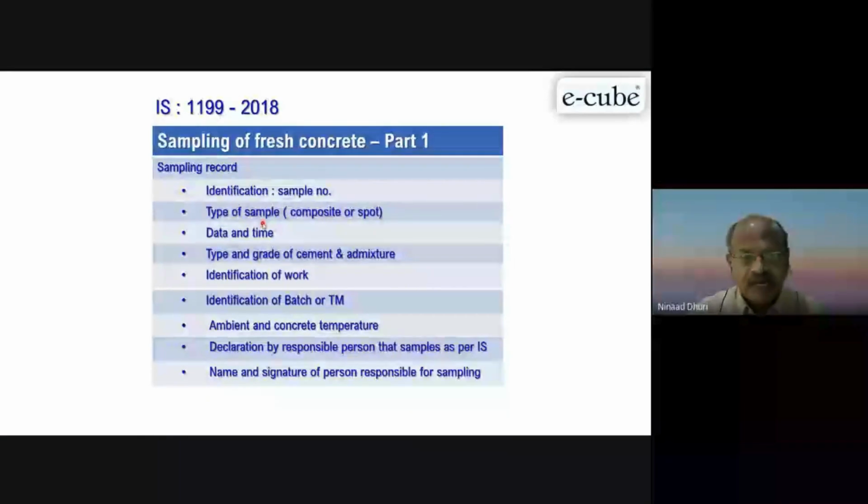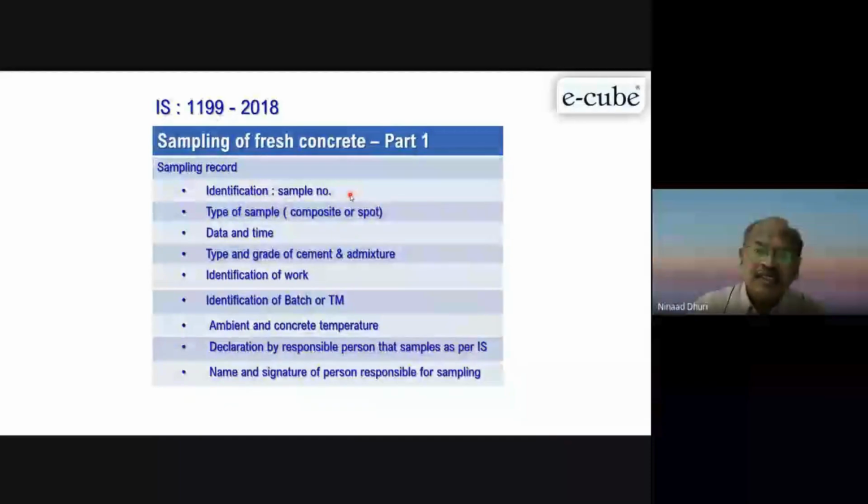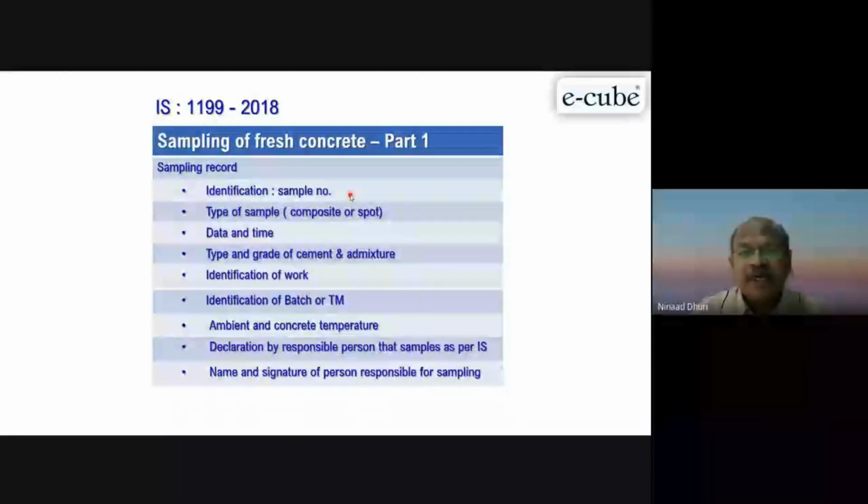Now in the sampling record, I am discussing identification mark, sample number. The sample number for the project must be designed in such a way that it is a unique number. So when you start from January to December, the sample number should not be repeated.